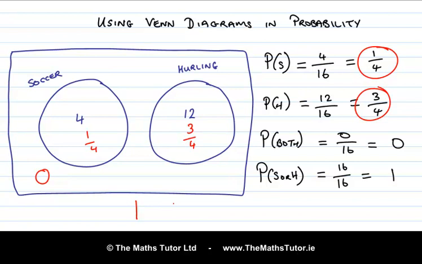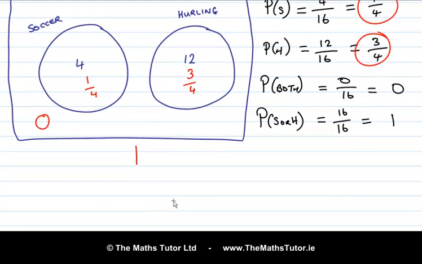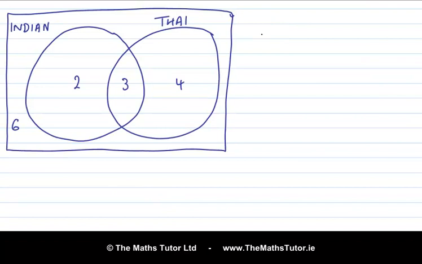Let's look at another example. This Venn diagram represents a group of people and whether they like Indian food, Thai food, or neither. You can see in this case that the set of people who like Indian food is overlapping with the set of people who like Thai food. We also have some people who don't like Indian food, nor do they like Thai food. So let's look at some probabilities.